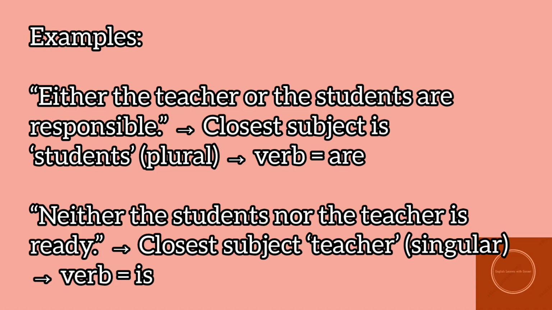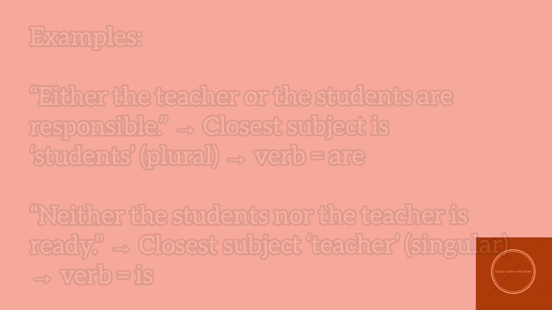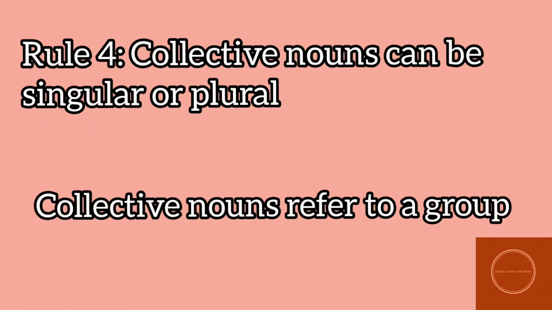Now let's see the next example as well. Neither the students nor the teacher is ready. Here we are using is because the verb is closer to the subject teacher, which is singular. I hope that's fine. Now let's move to rule number 4, which is collective nouns can be singular or plural.